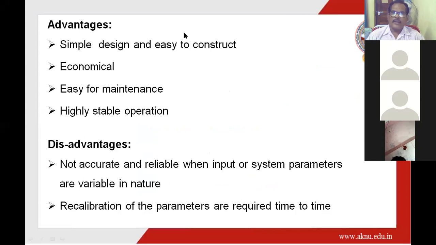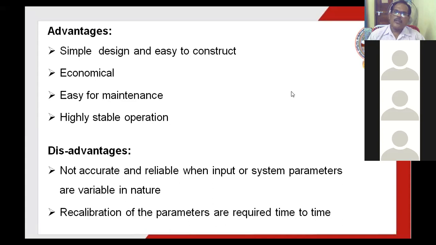Next, these are the advantages of the open loop system. The design of the open loop system is simple and easy to construct. Economically, it is less expensive to construct. That means it is economical, and it is easy to maintain. The third advantage of the open loop system is easy maintenance and highly stable operation. These are the advantages of the open loop control system.